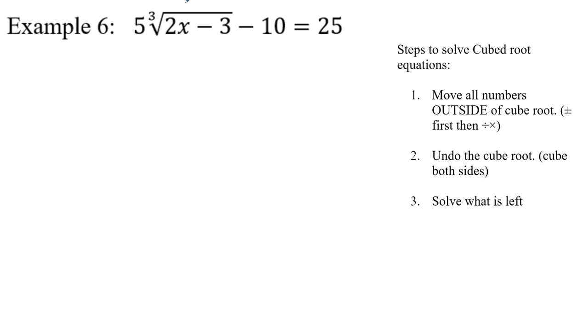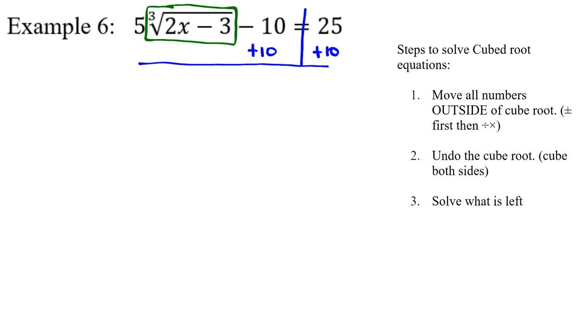Example 6. I'll work this one out with you. We'll do one more together here. So we're going to, again, isolate the cube root by boxing around it and then getting everything away from it. So we're going to add 10 first. We got 5 times the cube root of 2x minus 3 equals 35.